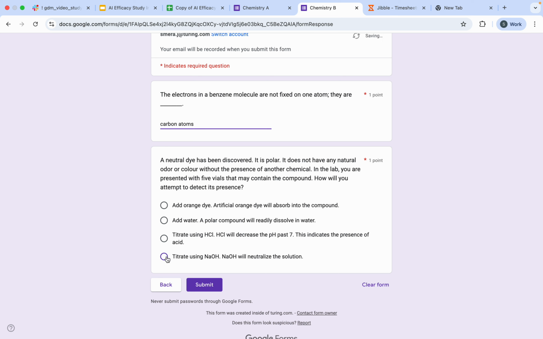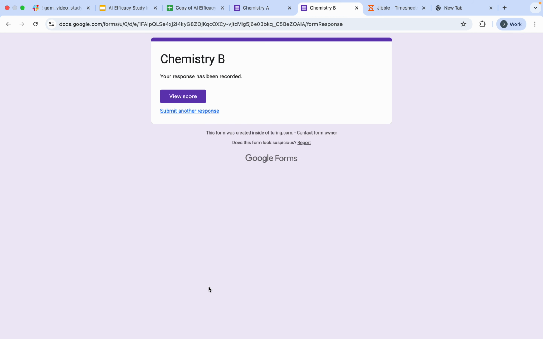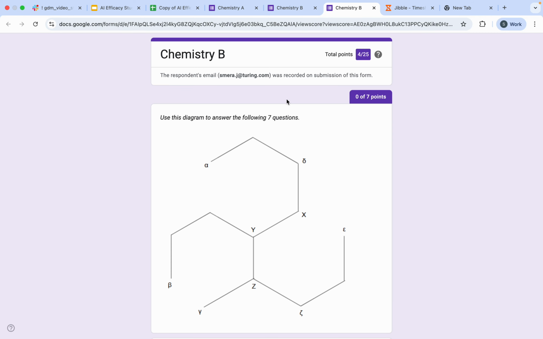So I think we will add orange dye. Artificial orange dye will absorb into the components. So submitting the form and I will view the score. Okay, only 4 out of 25 was correct.